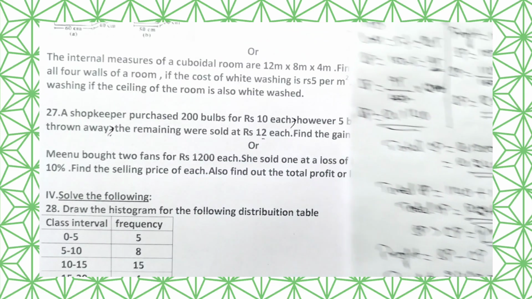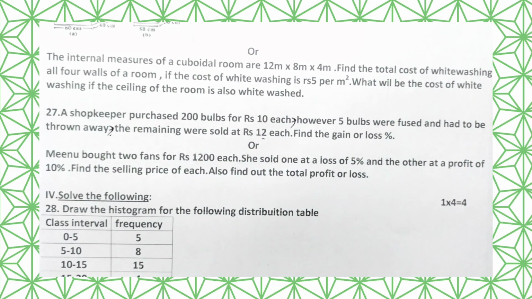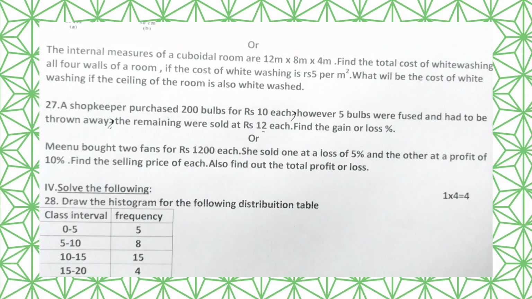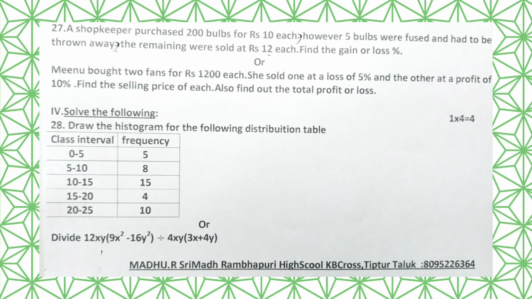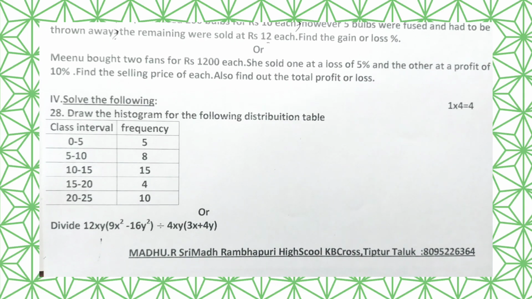Now let us move to the last question of this paper, that is draw the histogram for the following distribution table. After that one more question is there. The last question is divide. We have to divide 12xy into 9x square minus 16y square by 4xy into 3x plus 4y. So let us answer these two questions now.